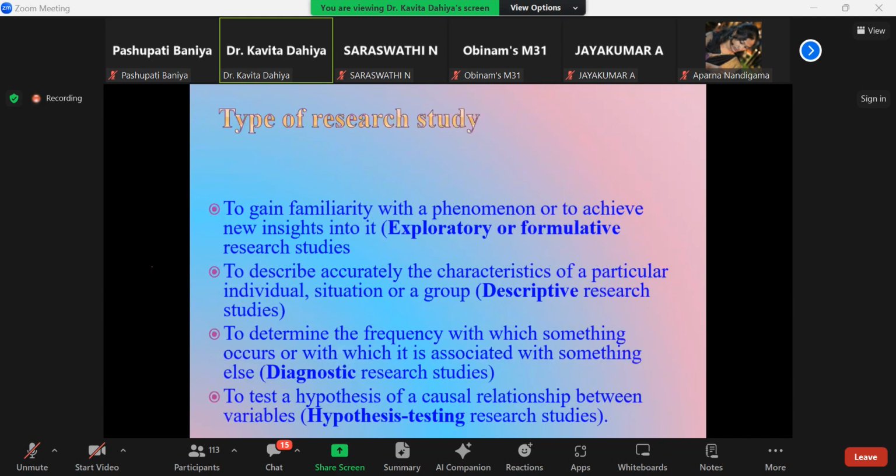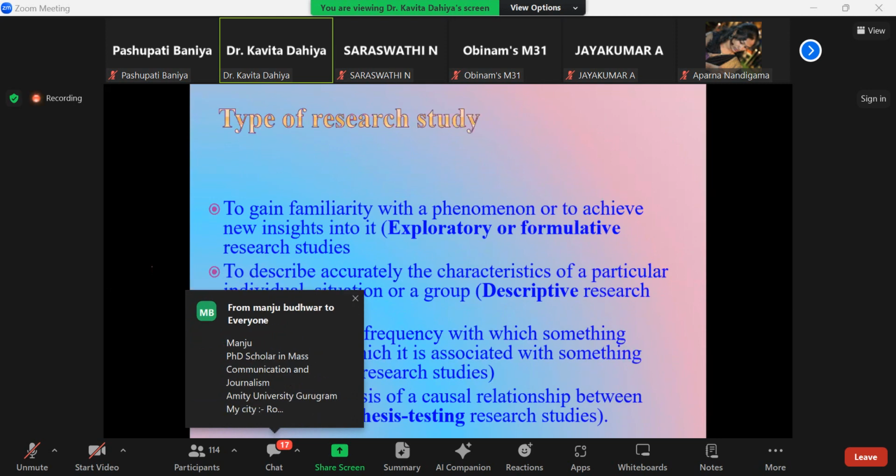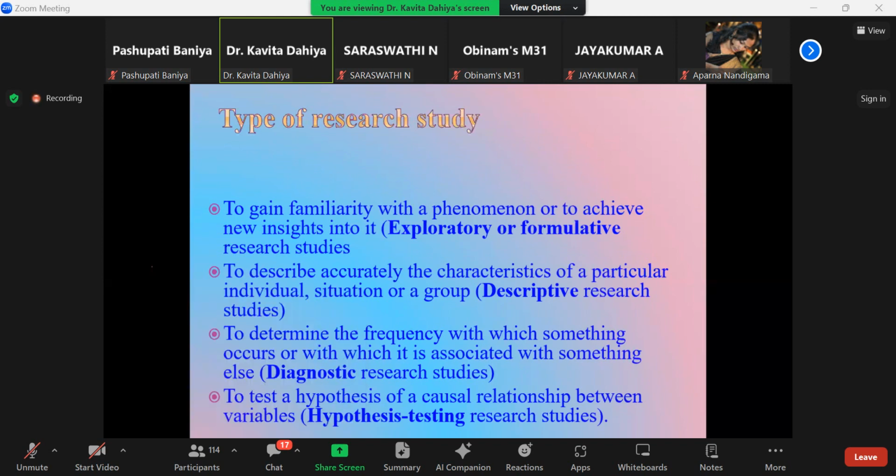If I am talking about the research types, for a research study to gain familiarity with the phenomena and achieve new insights into it, that is exploratory or formulative research. Exploratory or formulative research is where you have a few insights in your hand, in your objectives, but you want to explore the things which are hidden, discovering new things.